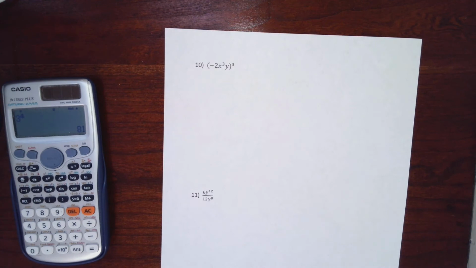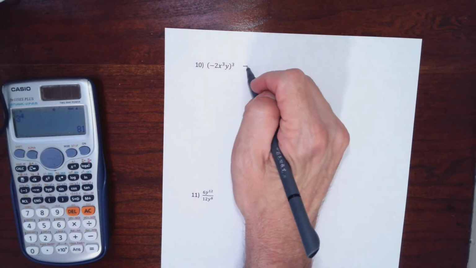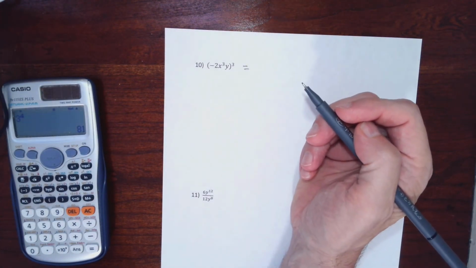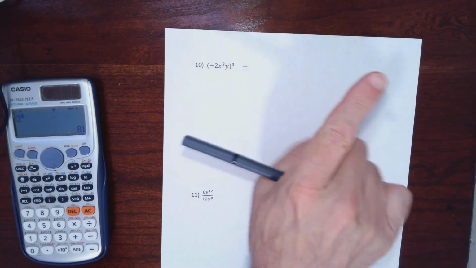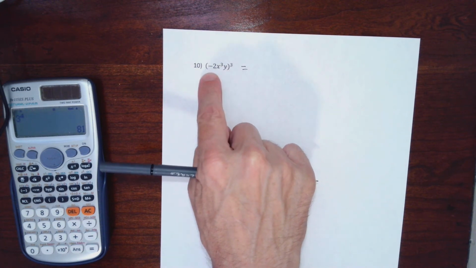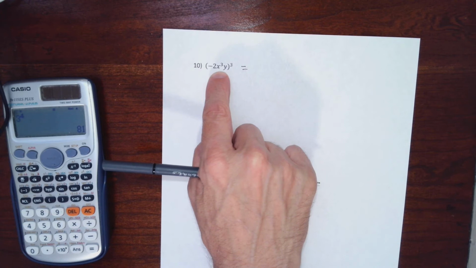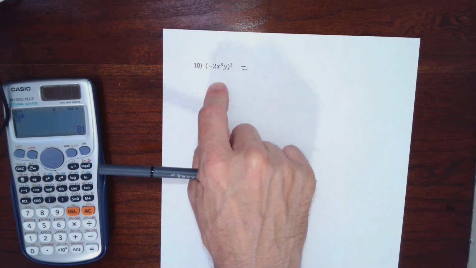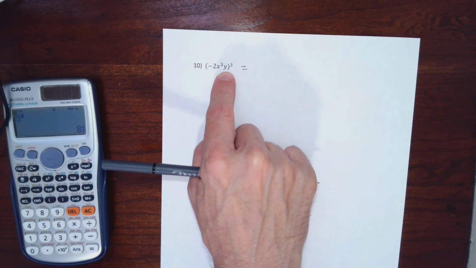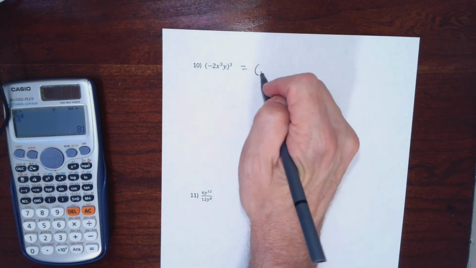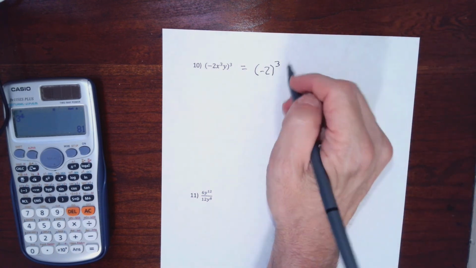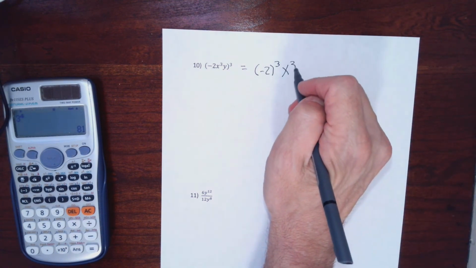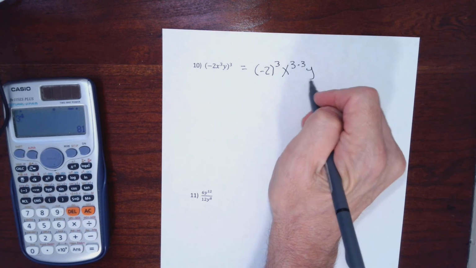I'm going to do the same strategy on number 10, but I have to be careful when I attach the exponent to the negative 2. So I'm going to attach the exponent of 3 to the negative 2. I'm going to multiply the exponent of 3 by the exponent of the x, that exponent of 3 by 3, and I'm going to attach the exponent to the y. I should be careful. Since the 2 is negative, when I attach the exponent to it, I need to keep it in a parentheses, just so I don't make a sign error.